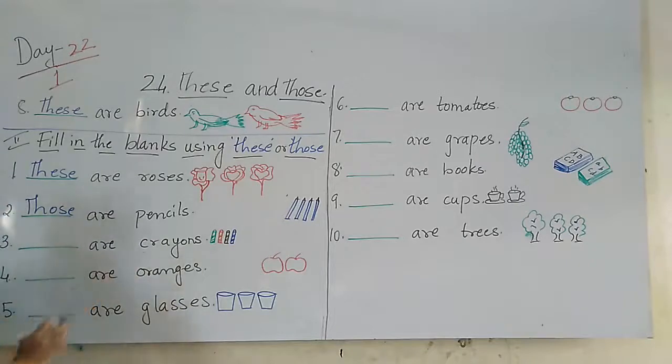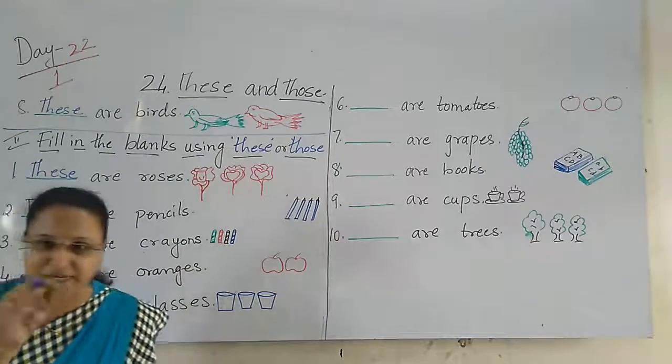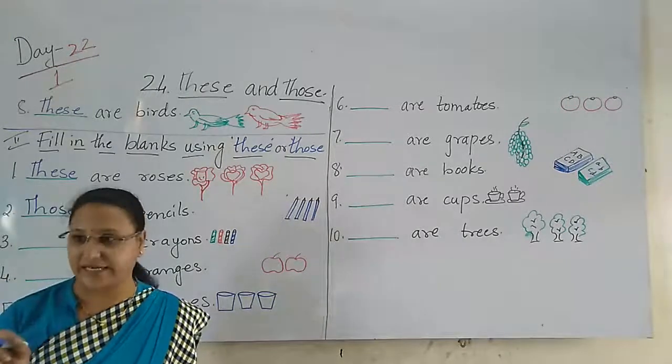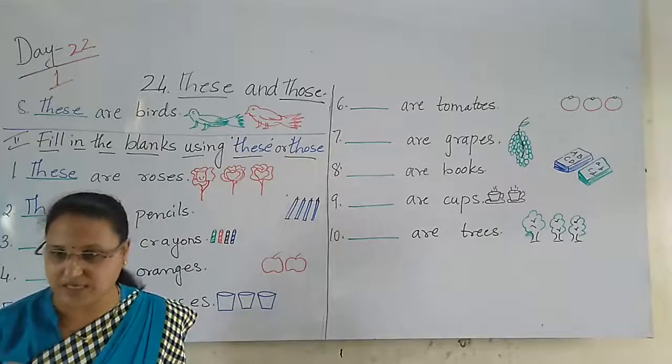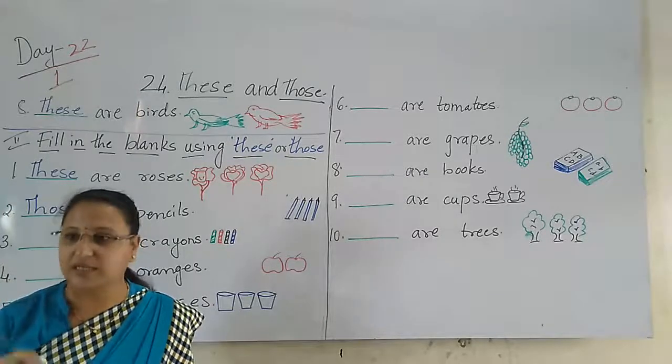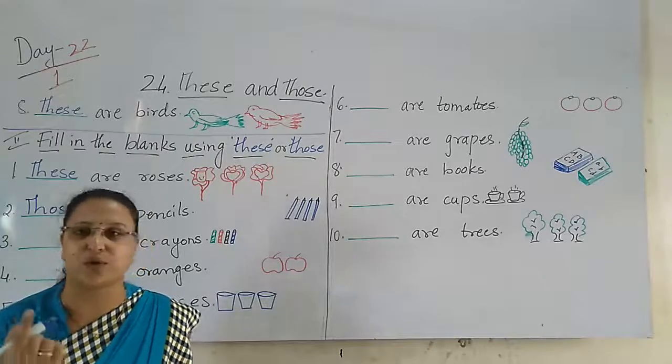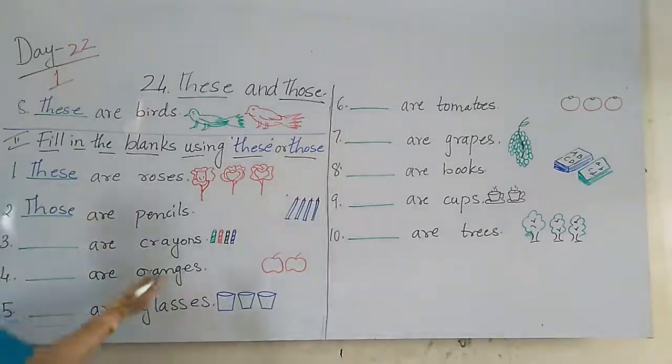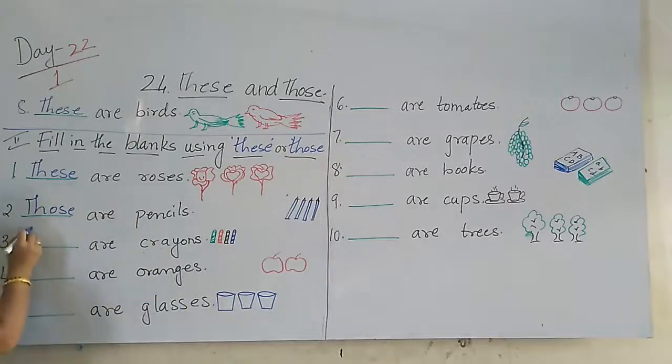Dash are crayons. Crayons, color pencils you bring now whenever you draw the drawing. In drawing period you use. After drawing you color it. So those are called as what? Crayons. So they are near to us. So we write there, these are crayons.